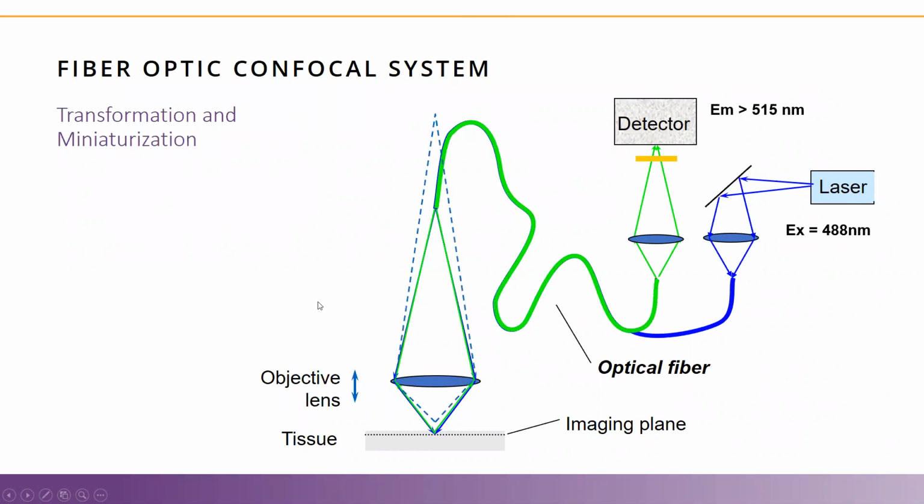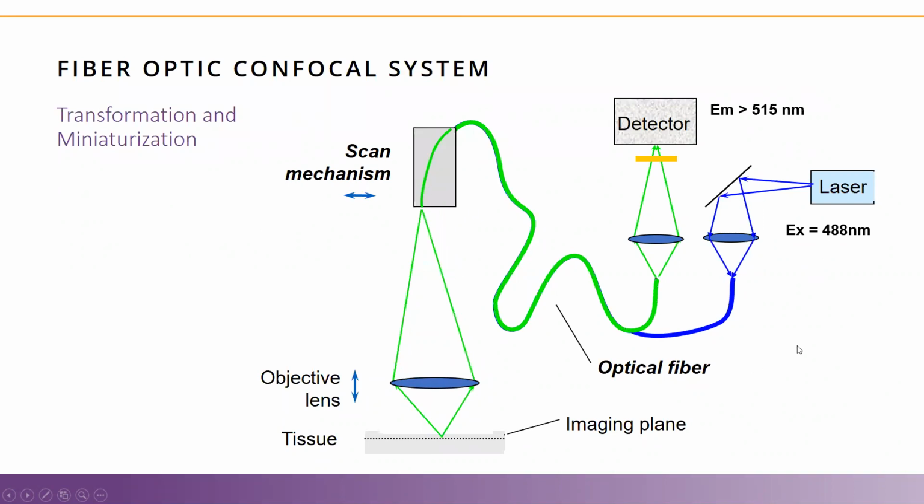And just like our confocal microscope, any light that comes out of the plane, that means above the plane or below the plane, is omitted through the confocal principle. And the scanning mechanism is fitted into the probe itself. So you can see that the scanning mechanism will allow you to perform the imaging like the laser scanning confocal microscope. So the principle is the same as that of the confocal microscope.